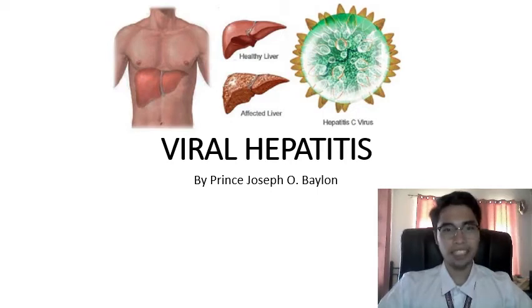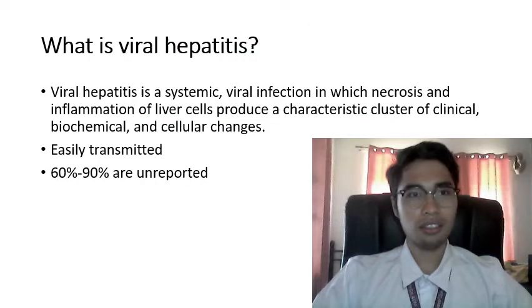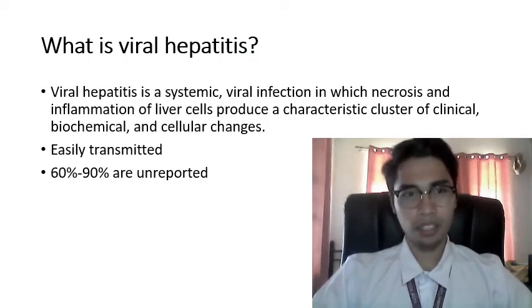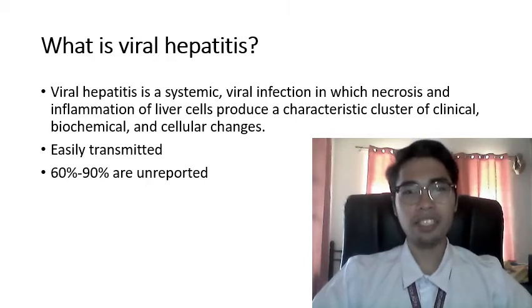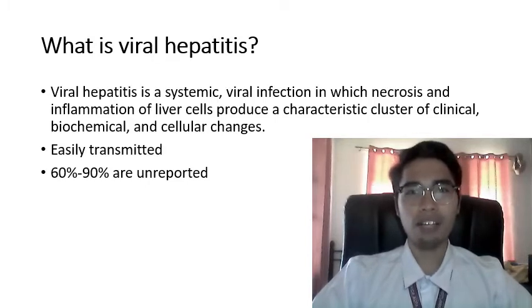concerning viral hepatitis. We will be discussing this in this video. So let's start. What is viral hepatitis? Viral hepatitis is a systemic viral infection in which necrosis and inflammation of liver cells produce a characteristic cluster of clinical, biochemical, and cellular changes.